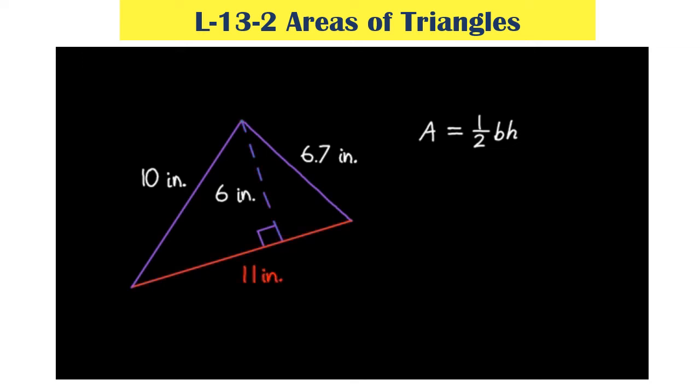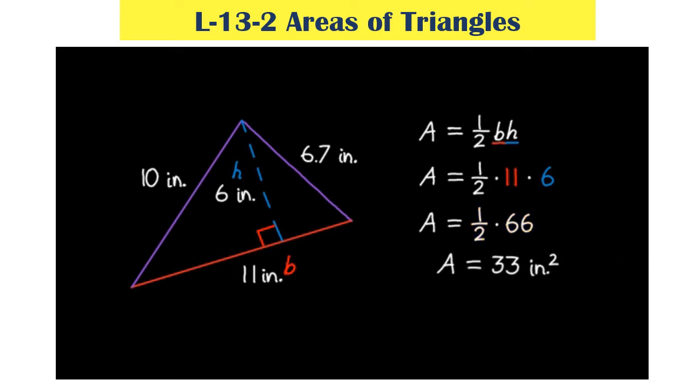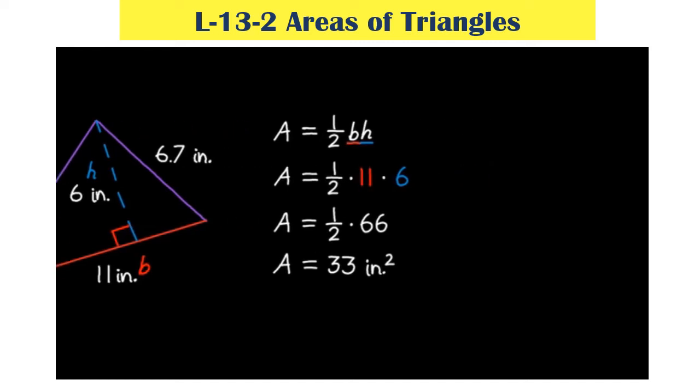The measure of the base of this triangle is 11 inches. The measure of the height is 6 inches. We can substitute the measure of the base and the measure of the height into the formula. Now we can find 11 times 6. 11 times 6 equals 66. We can find half of 66 by dividing 66 by 2. 66 divided by 2 equals 33. The area of this triangle is 33 square inches.